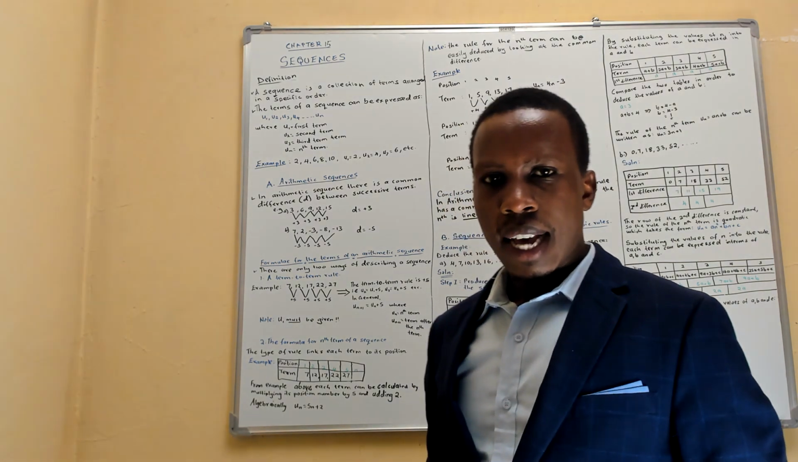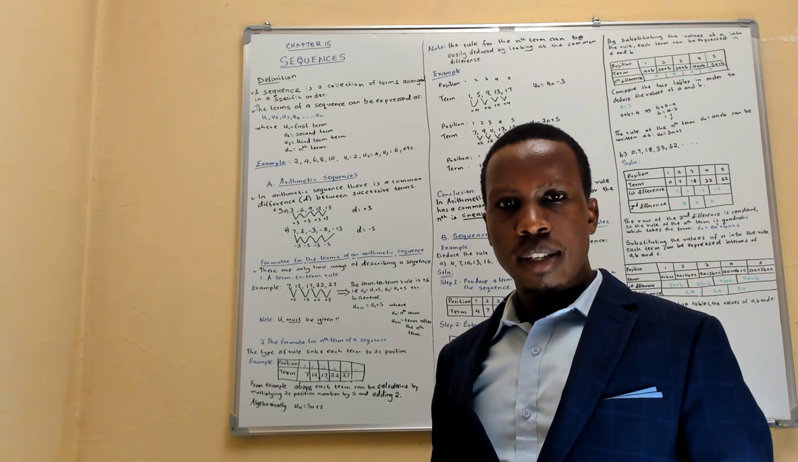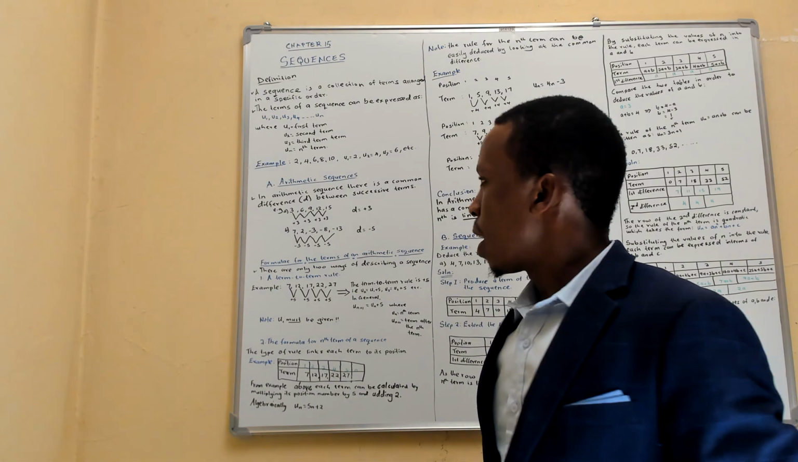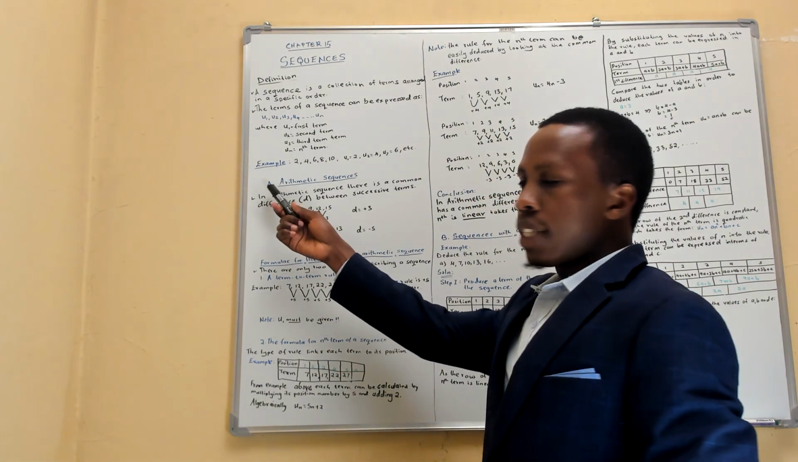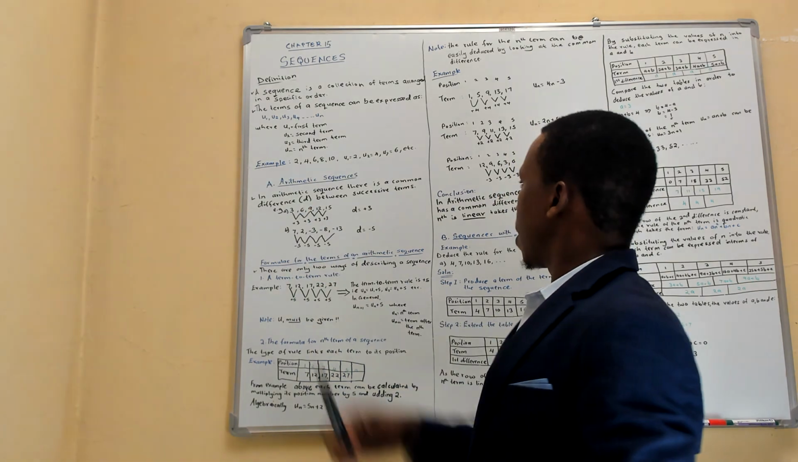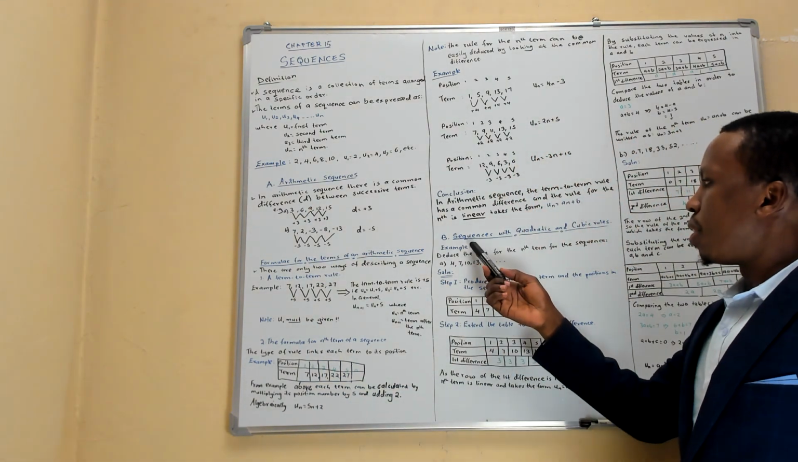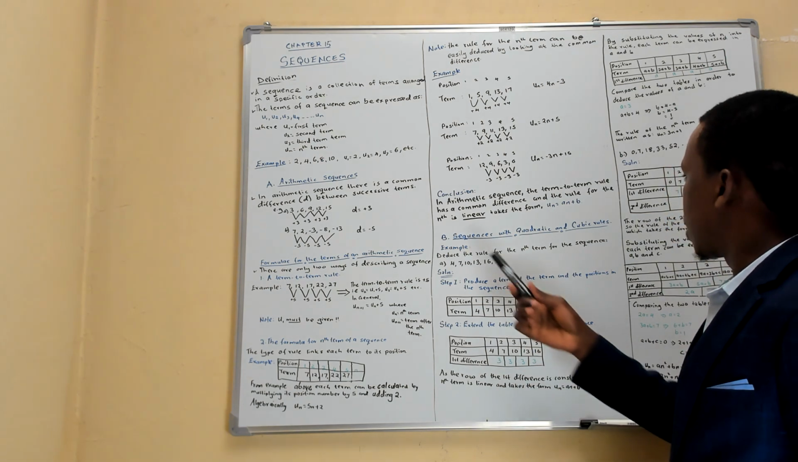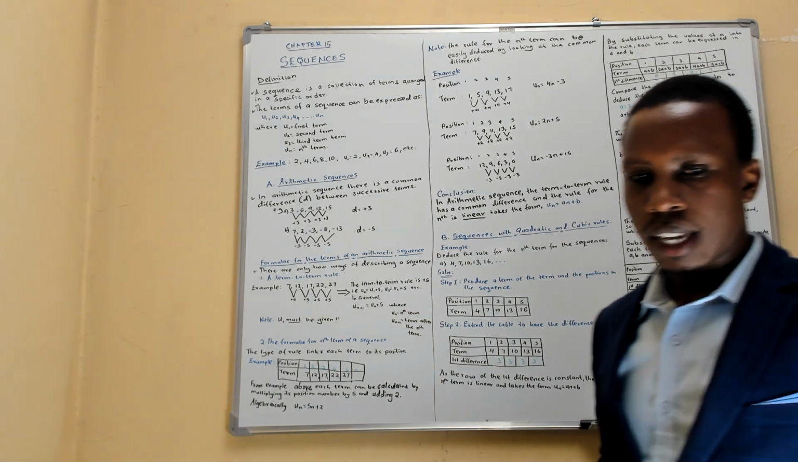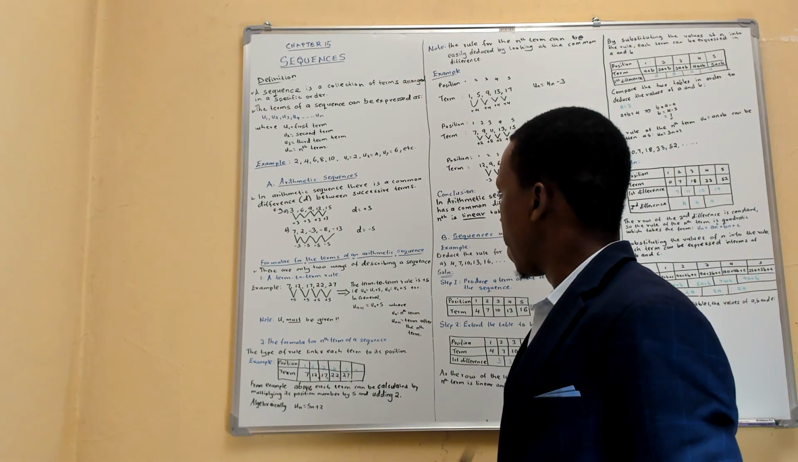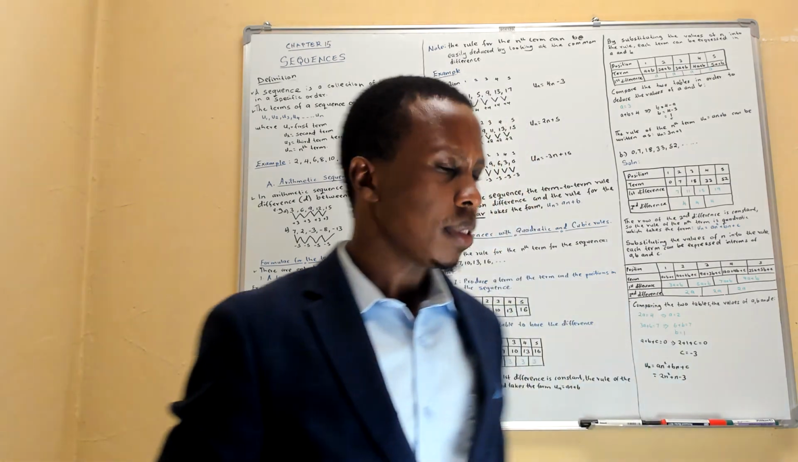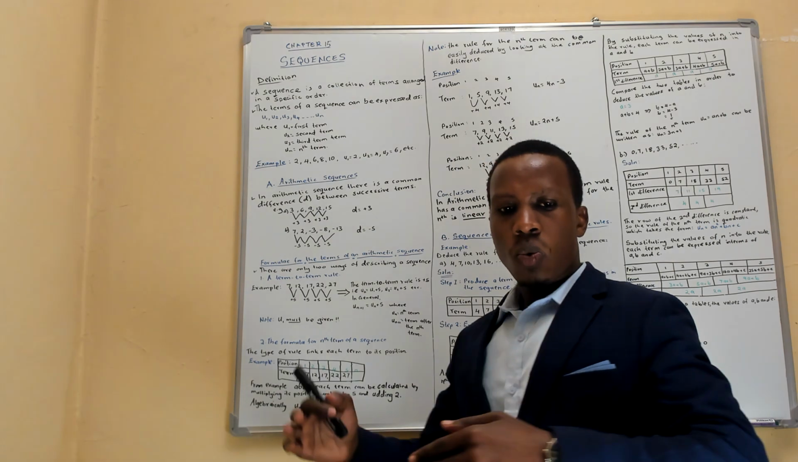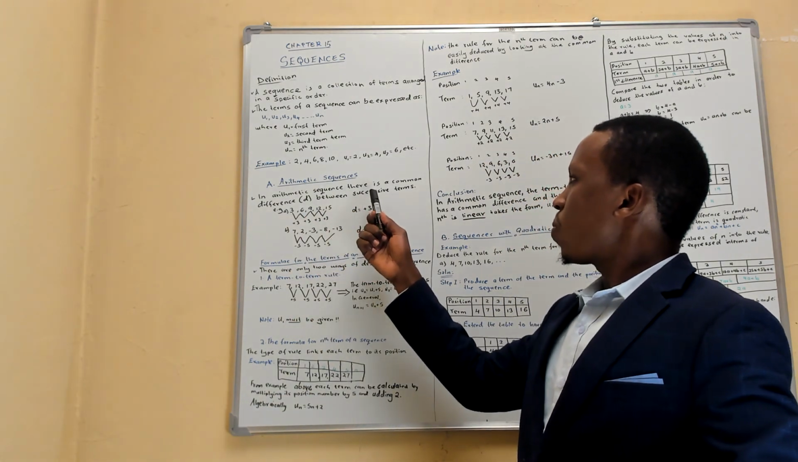So let us start with the first sequence, that is the arithmetic sequence, which I've termed A. We'll be dealing with the arithmetic sequence here. Then after that, I'll come to sequences with quadratic and cubic terms. Then after this, I think I'll wrap up by discussing exponential sequences.